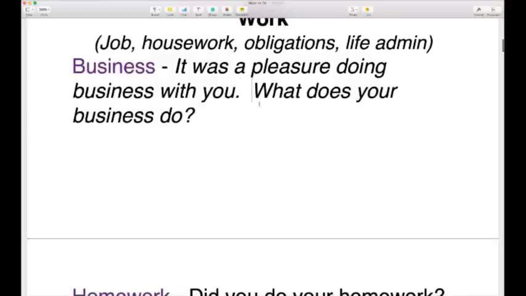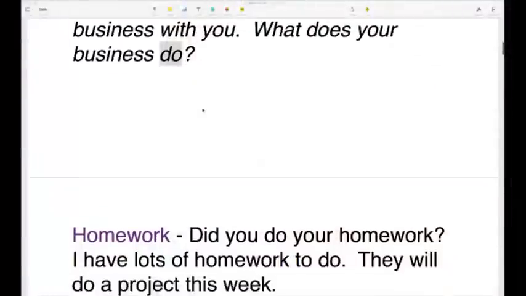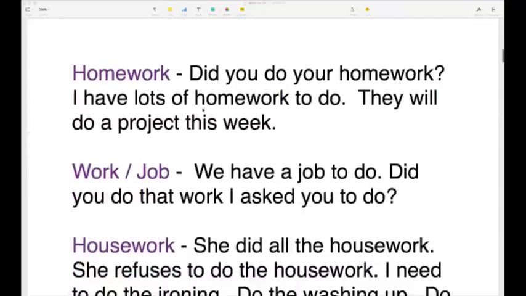Or you may ask the question, you work for this company. What does your business do? I don't understand. What does your business do? I'd like to know more about your business. What does your business do? You wouldn't say, what does your business make? Unless you're talking about money, and that's something we're going to talk about a little later on. So it was a pleasure doing business with you. What does your business do?